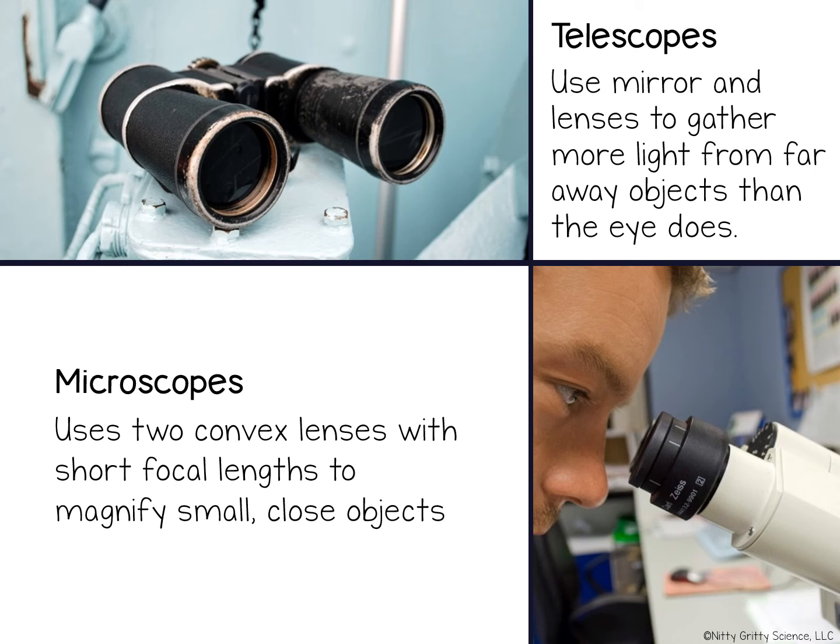Another optical instrument is a microscope. This uses 2 convex lenses to magnify small, close objects. You might have used a microscope in your life science or biology classes. A microscope, like a telescope, has an objective lens and an eyepiece lens. However, it is designed differently because the objects viewed are close to the lens. So when using a microscope, a convex lens is used and the final image can be hundreds of times larger than the actual object.